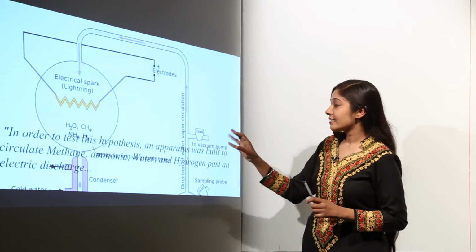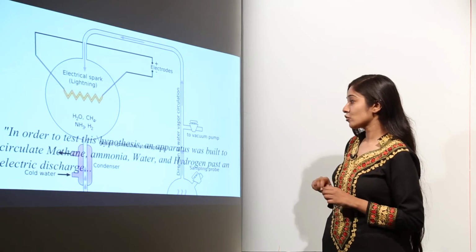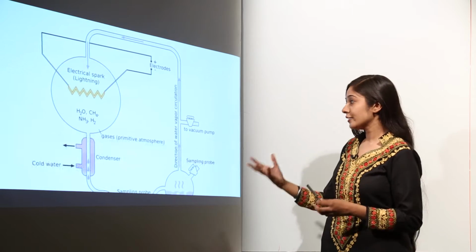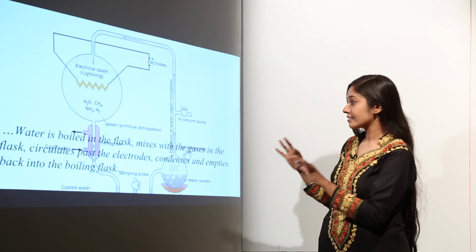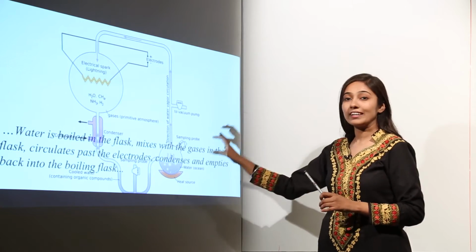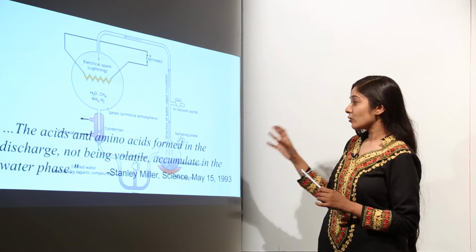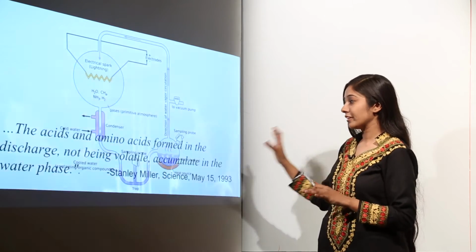In order to test this hypothesis, an apparatus was built to circulate methane, ammonia, water and hydrogen past an electric discharge. Water is boiled in the flask, mixes with the gases in the flask, circulates past the electrodes, condenses and empties back into the boiling flask. So, the acids and amino acids formed in the discharge, not being volatile, accumulate in the water phase.